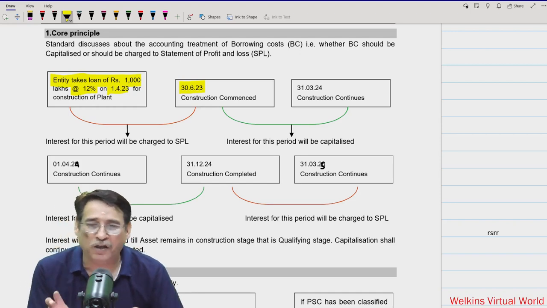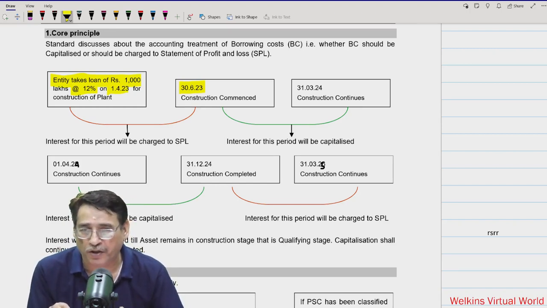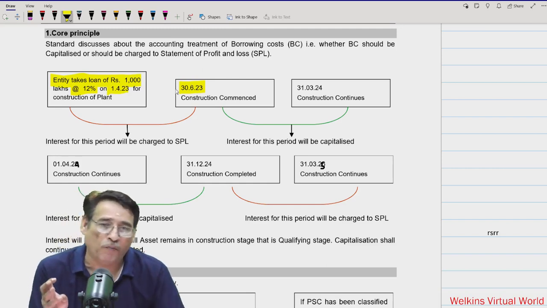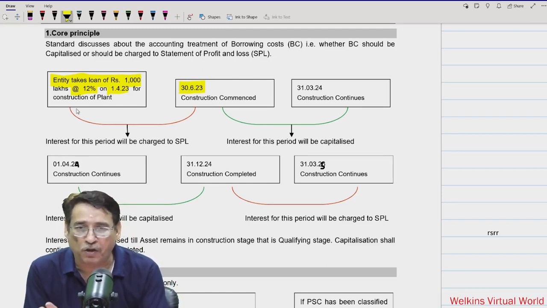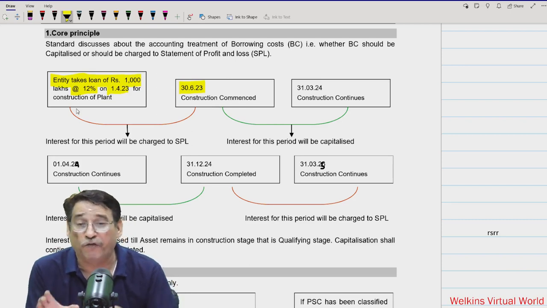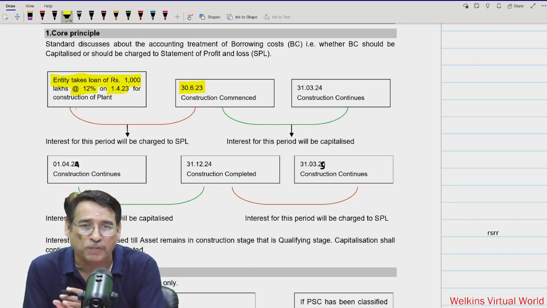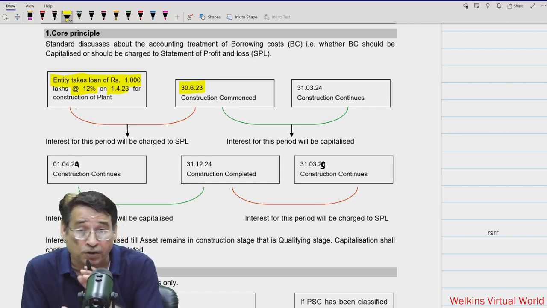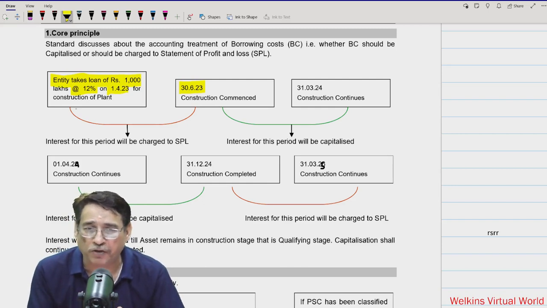Now you must have noticed that in this case, the loan amount has been taken on 1/4/2023, whereas the construction is starting on 30th of June 2023. That means for the first 3 months from April to June, no construction activity took place. So the interest on this loan of 1000 lakhs at the rate of 12% for the first 3 months will be treated as revenue loss. Reason being, even though the loan has been taken for the purpose of construction of the plant, the construction activity was not started on that date. So whatever interest you pay from 1st of April till 30th of June will be charged to the statement of profit and loss account.